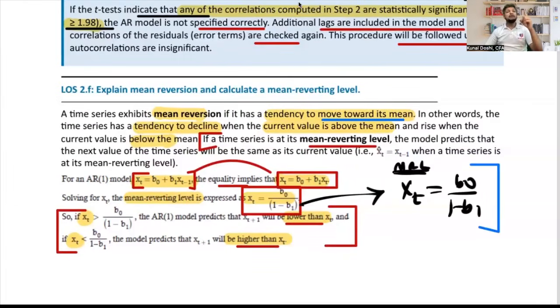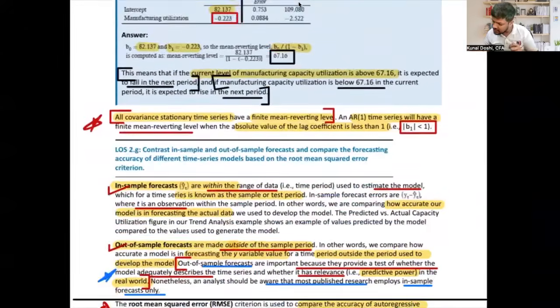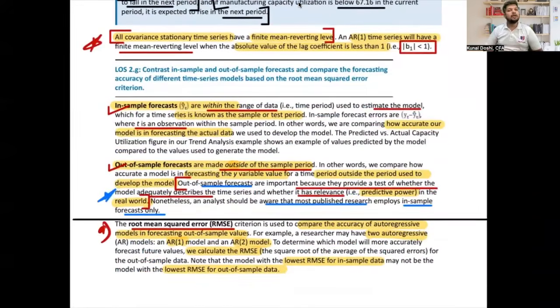Covariance stationary conditions and mean reversion level. These two things are going to be very essential now when we go ahead, right? Now, in the market, there are various AR models available, right?